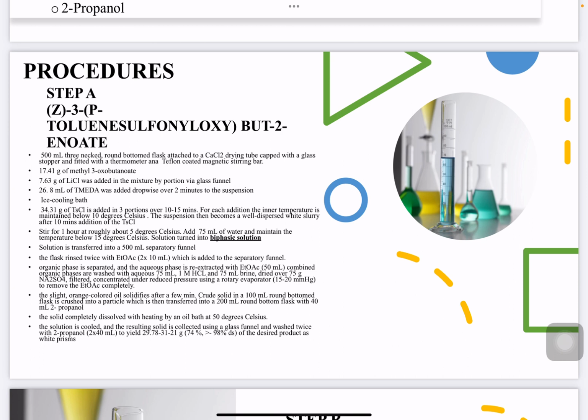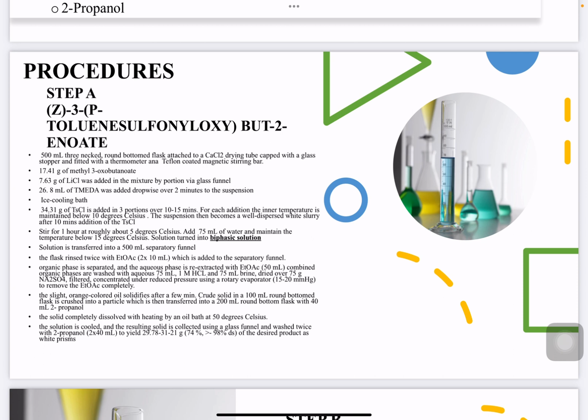After the ice cooling, 34.31 grams of TsCl is added in 3 portions over 15 minutes. For each addition, the inner temperature was maintained below 10 degrees Celsius. After that addition of TsCl, the suspension becomes a well-dispersed white slurry after 10 minutes. The suspension was then stirred for an hour at roughly 5 degrees Celsius.